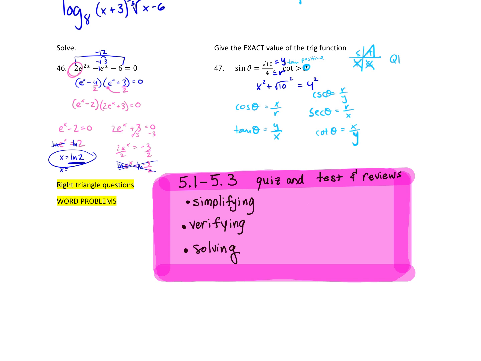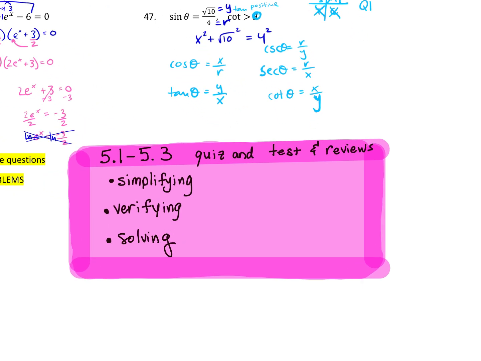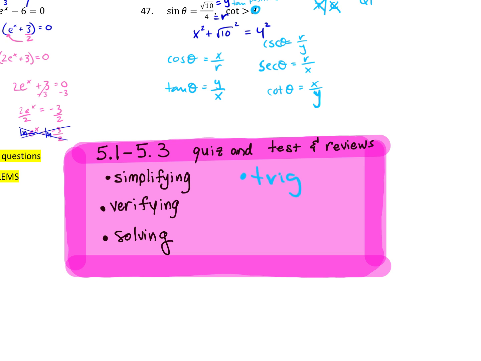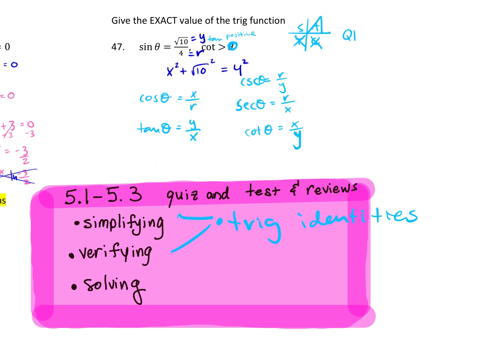Last part of the review. Make sure, I would definitely practice the last test and quiz review. You're going to have your questions that ask you to simplify, so you'd use your trig identities. So trig identity, I'll make a list here. Simplifying and verifying goes with the trig identities. 47. We had a question similar on the last test, but actually, it'd be something similar to 47, so that's already on there.